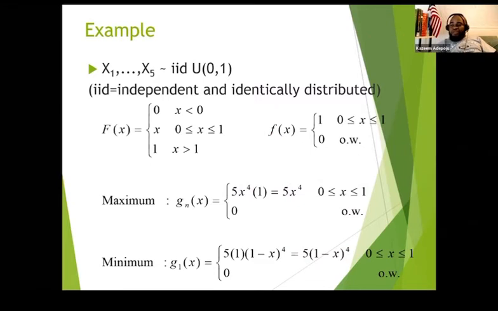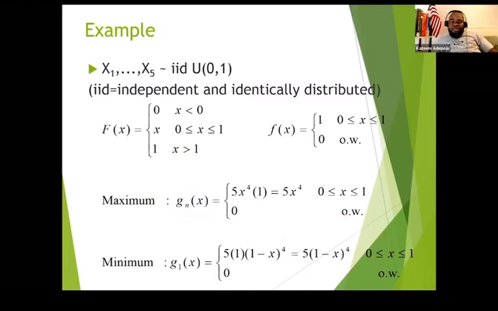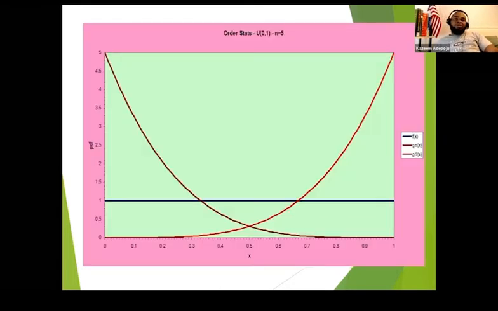For instance, if you want to find the expected value of the maximum, this is a PDF, right? So you're going to write the expected value of the maximum as equal to the integral of x times g n of x dx. Which means you're going to use that one, and of course you're going to use this one if you want to find the expected value of the minimum. Like I said, we have a lot of maximums and a lot of minimums, and you can be asked to find both the expected value and the variance.